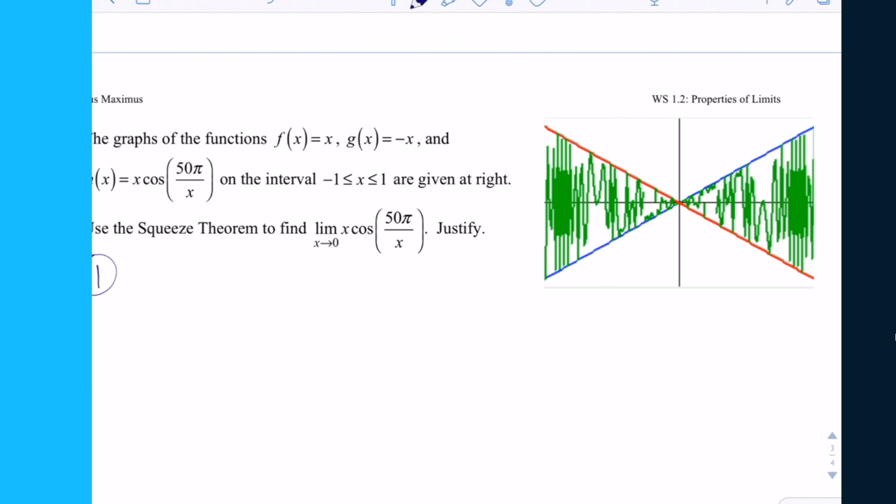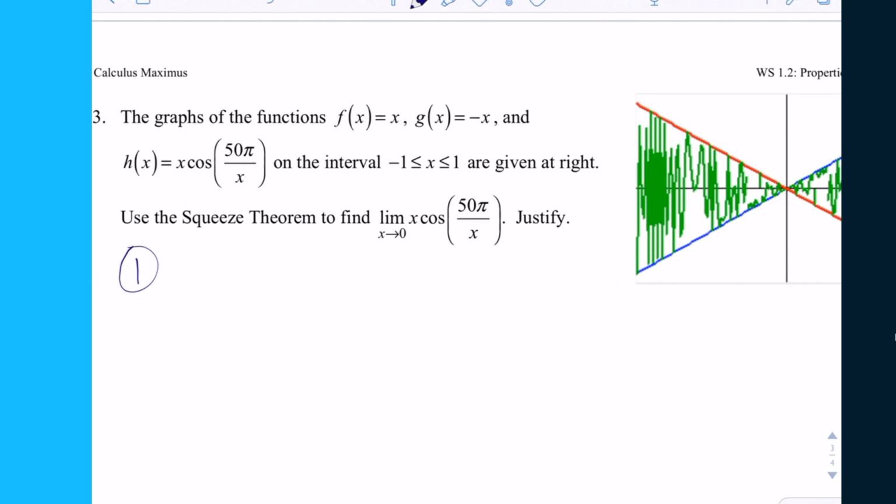It switches at 0, okay? From -1 to 0, the red one is on top and the blue one is on the bottom. From 0 to 1 now, they switch places. The blue's on top and the red's on the bottom. So they still bind the function in between them, but it's not the same one all the way across from -1 to 1. So we'll have to state it as 2 separate inequalities.